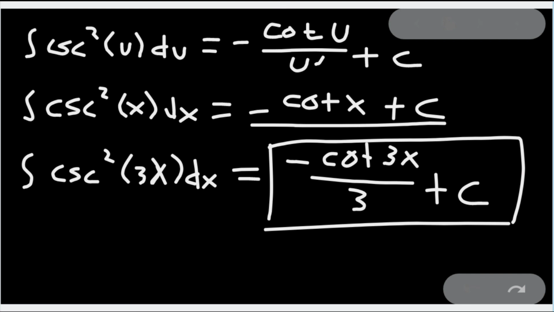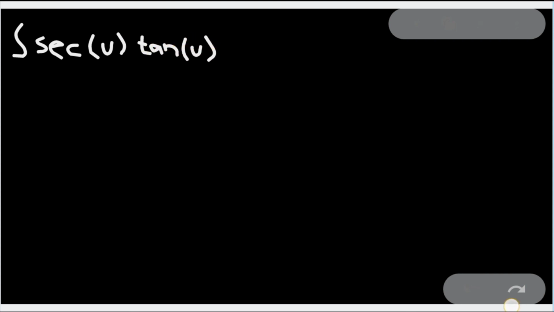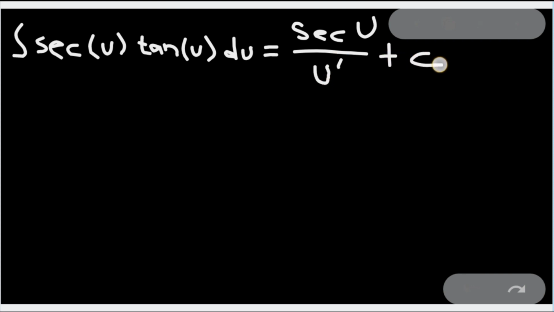Now, let's go to the fifth general rule for the integration of trigonometric function. And it states that the integral of secant u tan u du is equal to secant u over the derivative of u plus c.